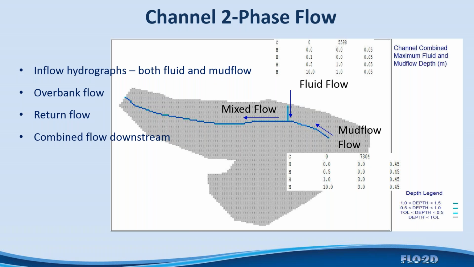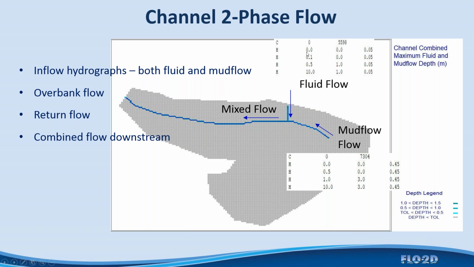hyperconcentrated sediment flows. But in this one now, with the new channel 2-phase flow, we can have fluid flow down a tributary, like water into a channel, and have mud flow coming down a river channel from upstream. And it might be from a tailings dam breach, or it might just be a natural mud flow that entered off an alluvial fan coming downstream. The fluid flow could enter this channel in advance of the mudflow hydrograph, or during or after.